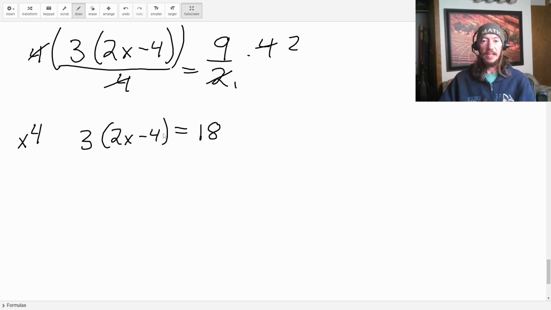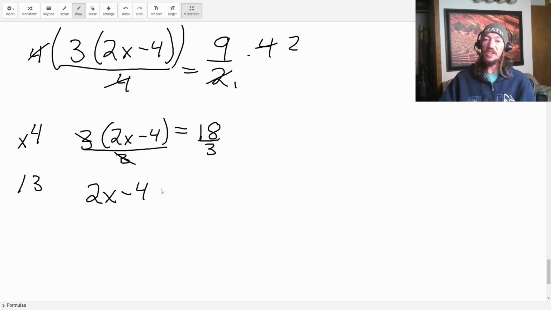My next step is try to make the numbers smaller. Rather than multiplying this 3 through here, which is going to make our numbers bigger, I want to divide by 3 on both sides, which dividing by 3 here cancels out that 3, leaving me with 2x minus 4. Dividing by 3 here, well, that just has a whole number answer. 18 divided by 3 is 6.